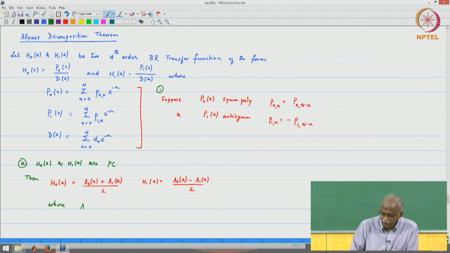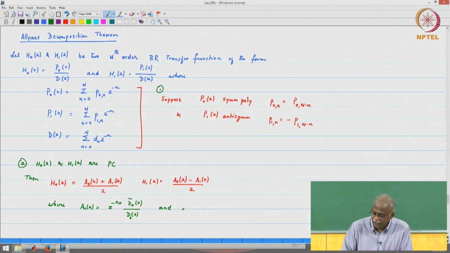where A0 of z is an all pass transfer function, z power minus n0 times d0 tilde of z over d0 of z, and A1 of z is z power minus n1 times d1 tilde of z over d1 of z, okay, where these are causal stable transfer functions.